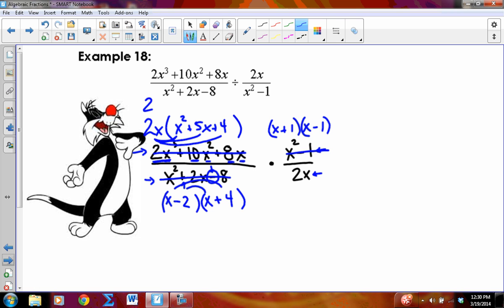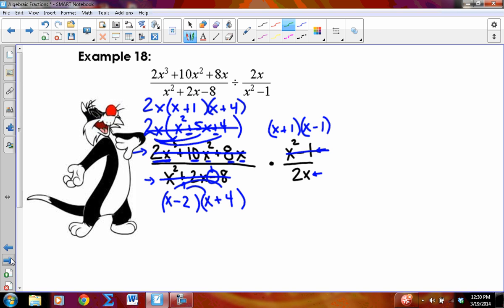Okay, the 2x stays where it is. I'm going to use reverse FOIL, x and x. I need two factors that multiply to give me 4 and add to give me 5. So that'll be 1 and 4. The signs are the same and they're both positive. So now that's factored. And I'm pretty sure that's as far as we can factor.